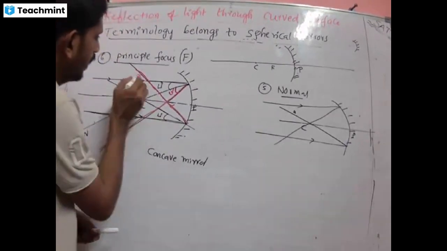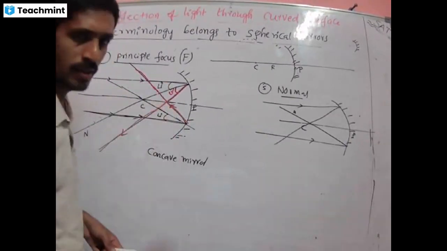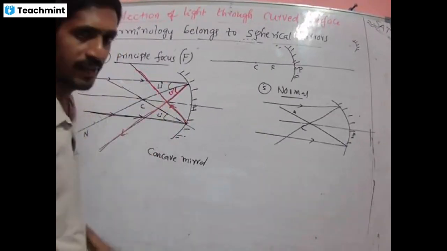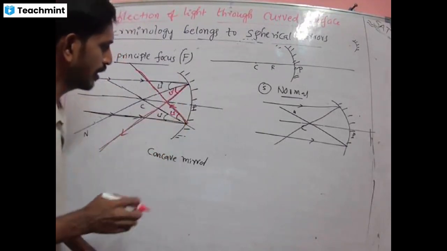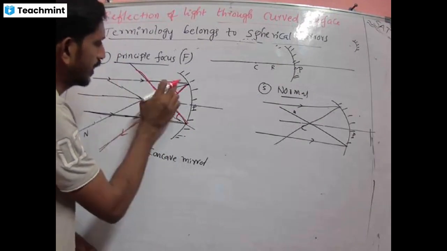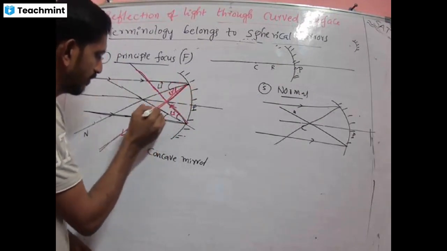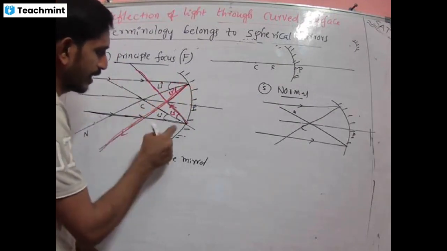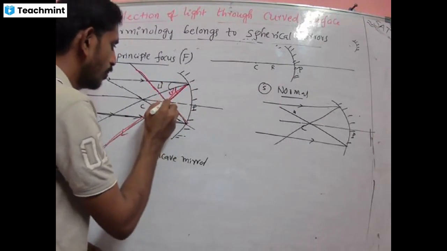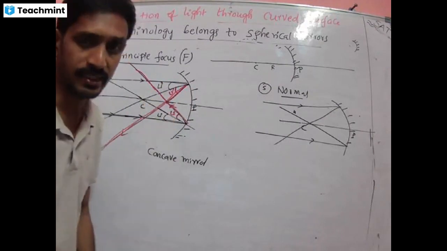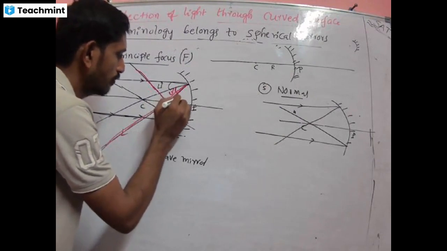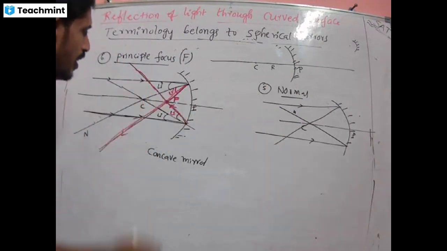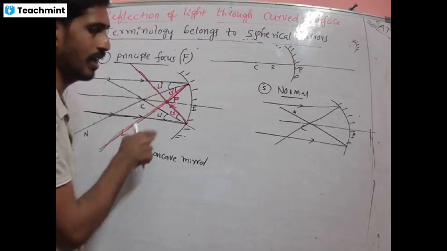Right. So this is called the reflected ray for the second incident ray. This angle is called the angle of R. This is for the first incident ray; this is my reflected ray. For the second incident ray, this is the reflected ray. They are meeting at one point on the principal axis. That point is called the principal focus. So what is the principal focus for the concave mirror here?